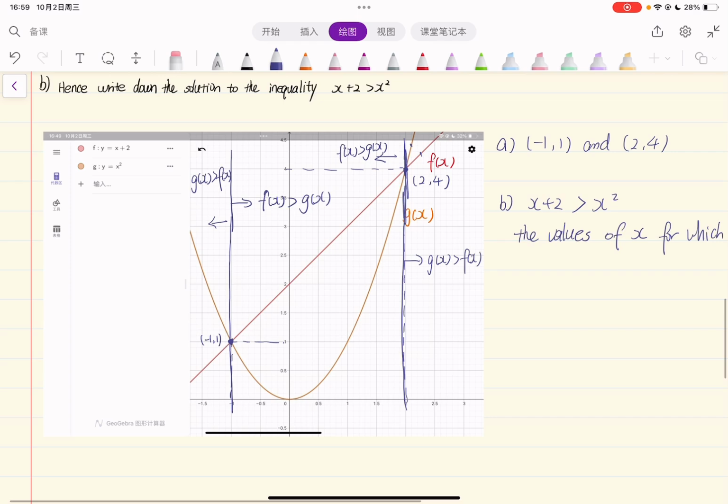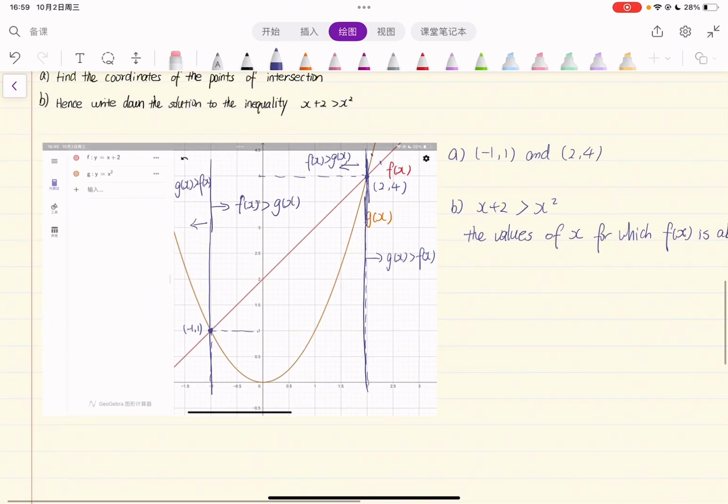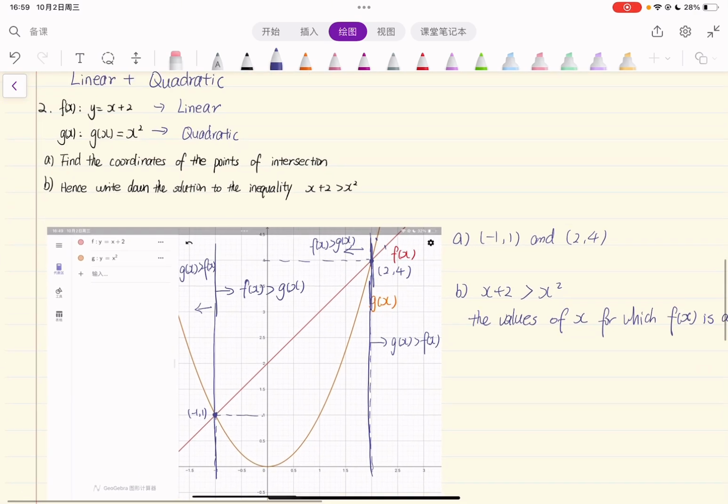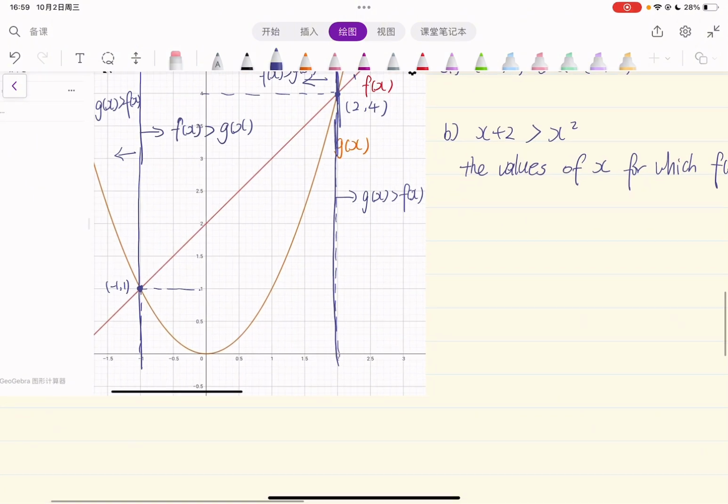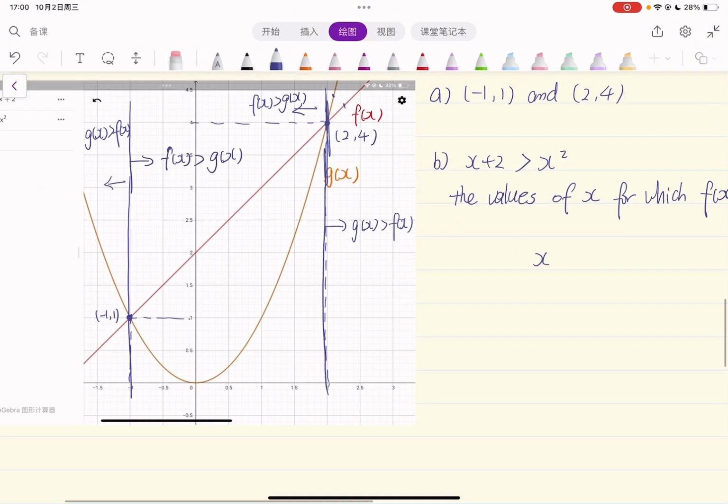In this case, we can find that the value of x is between, x less than 2 and greater than -1. So it's from here to here, right?